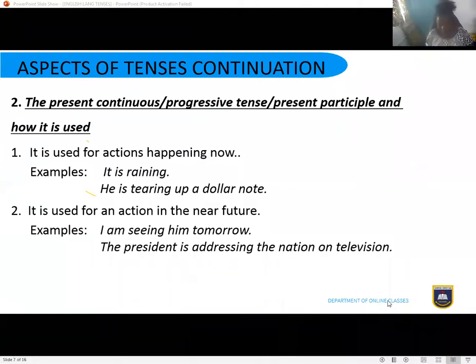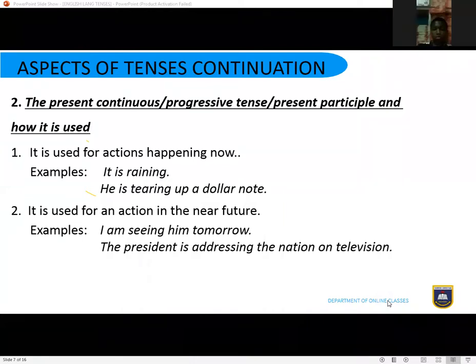So we said that the present continuous tense is the verb form that is used to express an action that is happening now. Let's look at the following example. Example 1. It is raining.